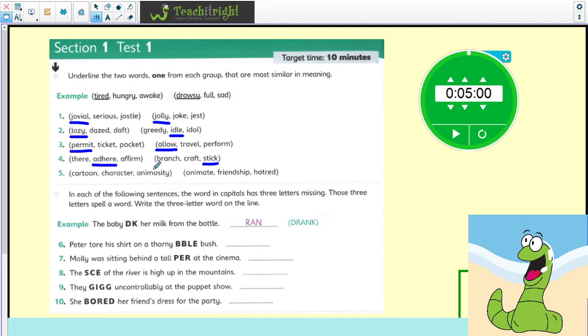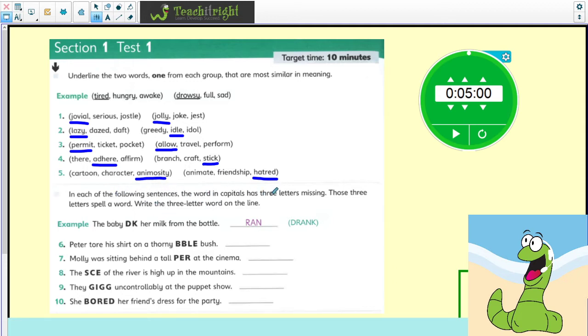So if you adhere to the rules, you stick to them. I often think of adhesive as in adhesive glue, so sticking. 5, animosity and hatred. So animosity, not liking something or someone, showing hatred. In the next set of questions, we've got the following sentences.